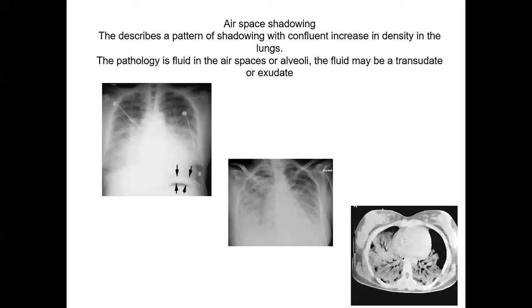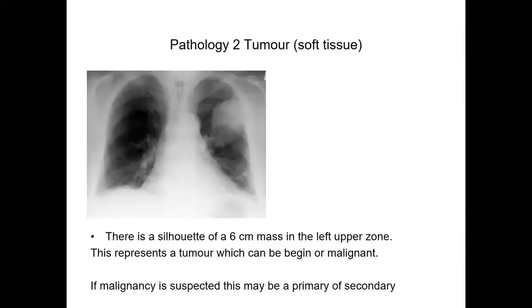Now let's talk about another very common pathology we see in the West, which is soft tissue masses or tumours. Here we have a chest x-ray of a 50-year-old smoker. And in the left upper zone, there's a silhouette of a soft tissue mass. It's about 6 centimetres, and there are no other findings.